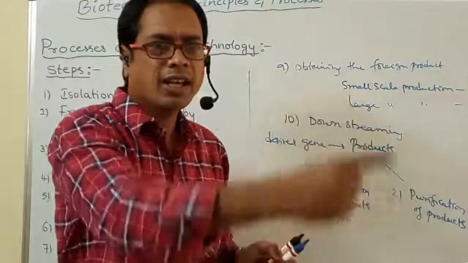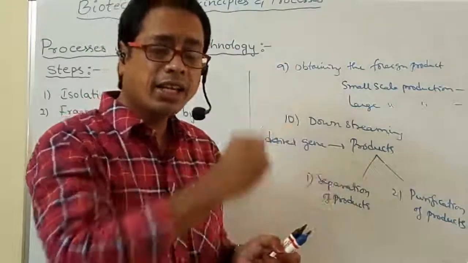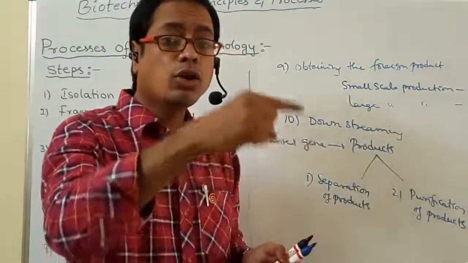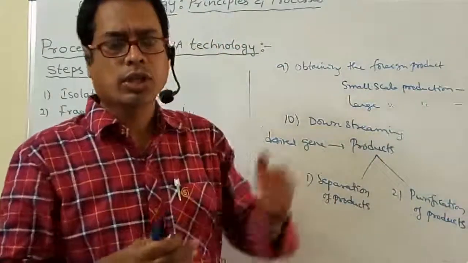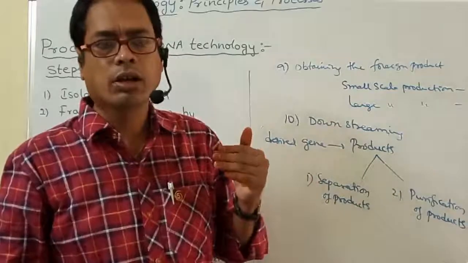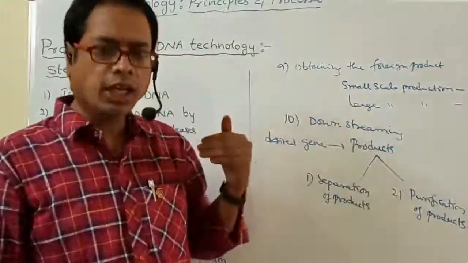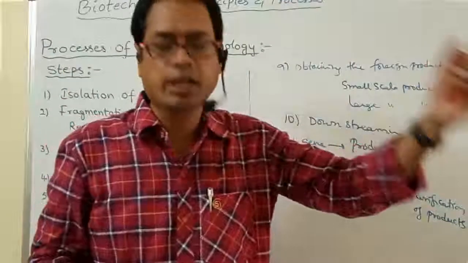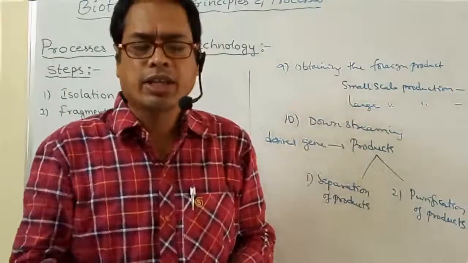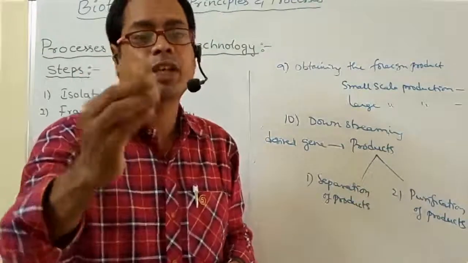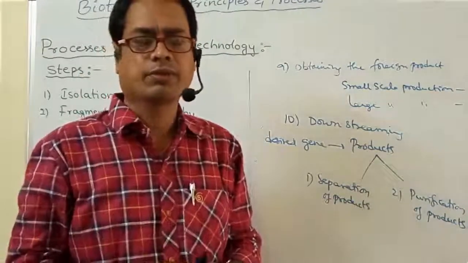So for cutting the desired DNA and for cutting the plasmid, the same restriction endonuclease was used. Suppose the DNA was cut with EcoRI, the plasmid is also cut with EcoRI. If the DNA was cut with HindIII, the plasmid is also cut with HindIII only, like that. The same restriction endonuclease is used to obtain the same sticky ends. Okay, next one.